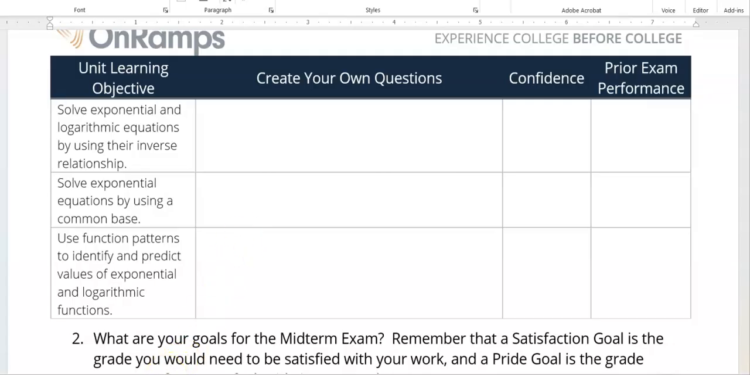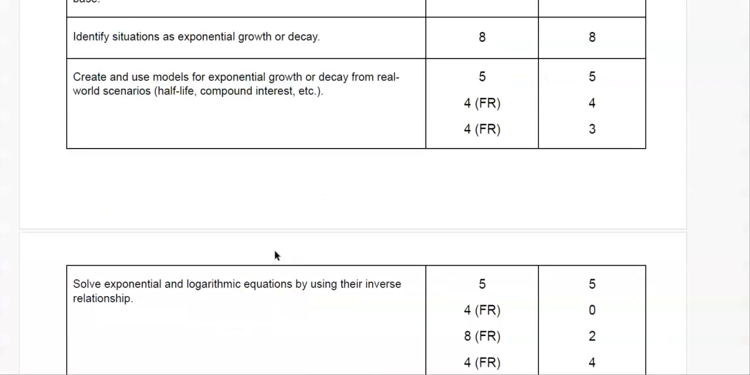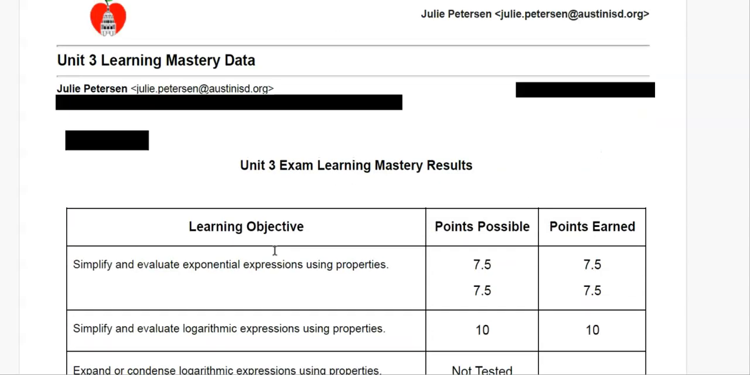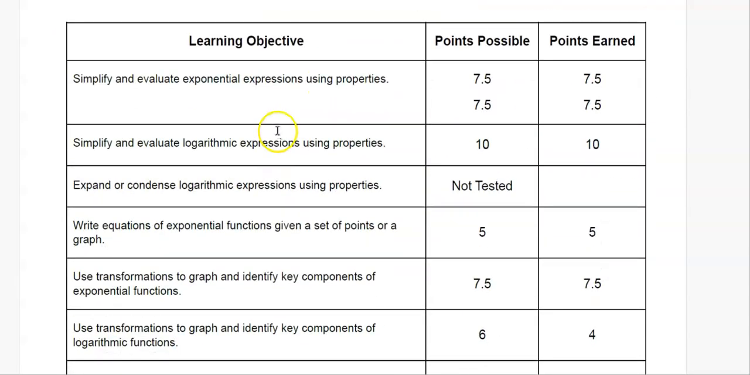However, we will be sharing out with you by email as soon as the data is available. You'll get a personalized report on how you did on your Unit 3 exam, and this is a sample of what that's going to look like. It'll tell you what the exam is, it'll list out every learning objective, and it'll tell you how many points you could have gotten and how many points you did get.